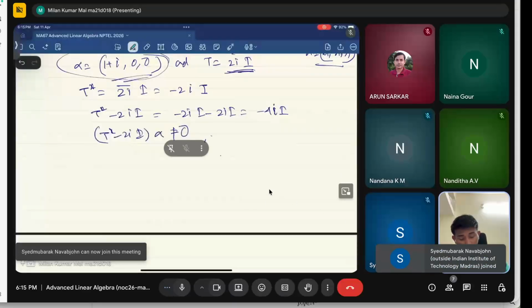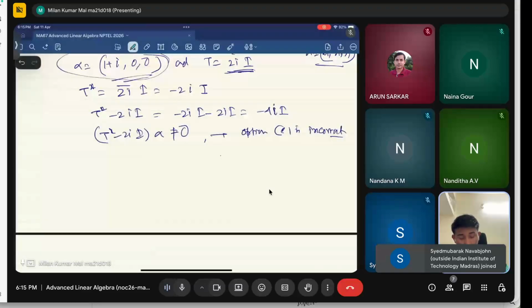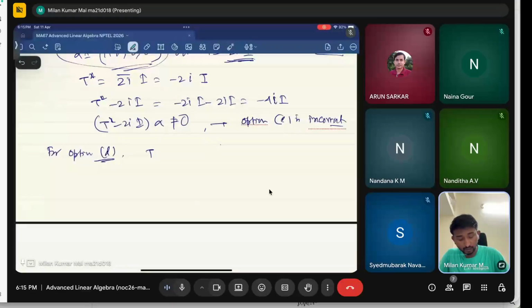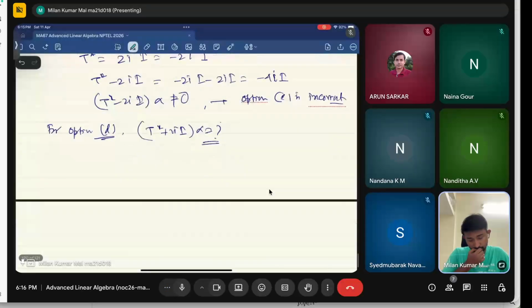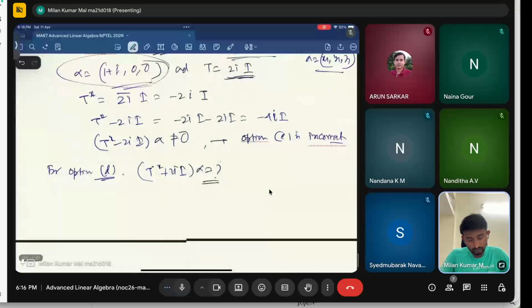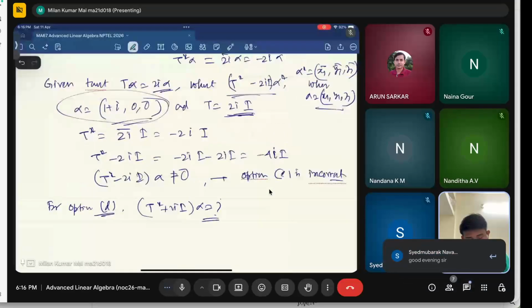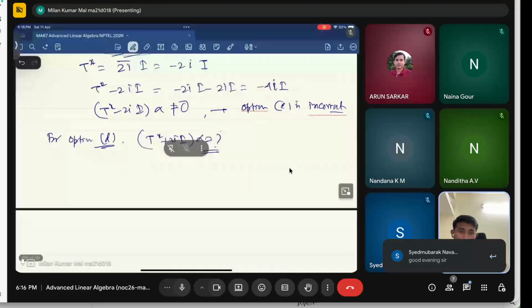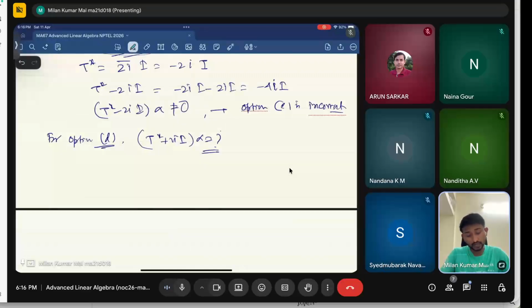Okay, and for option D, what does option D say? T star plus 2i times identity applied to alpha equals to what about this? So now I can't take this operator right now. Here I need to give a counter example.